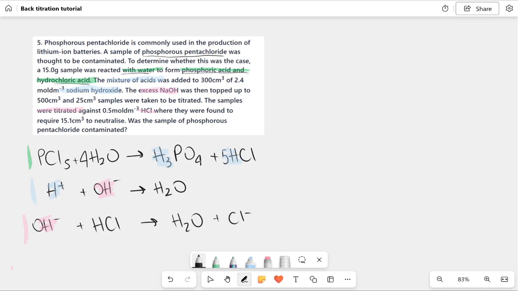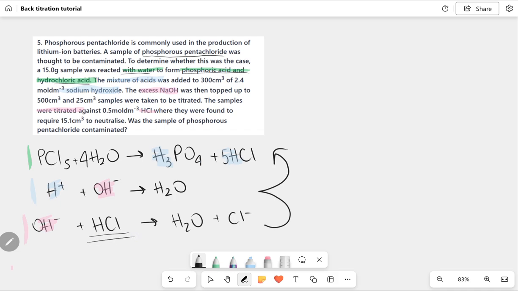Make sure you pause the video if you still need to process this, but this is the first and most important step. Now that we understood what reactions are taking place, we can start with the calculations and remember, it's back. Back means that we start at the end and we work our way up. So what can we find from the latest reaction?